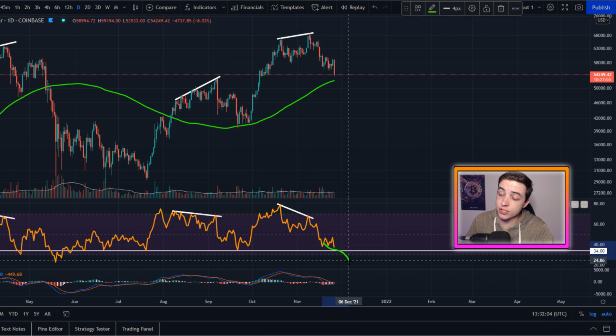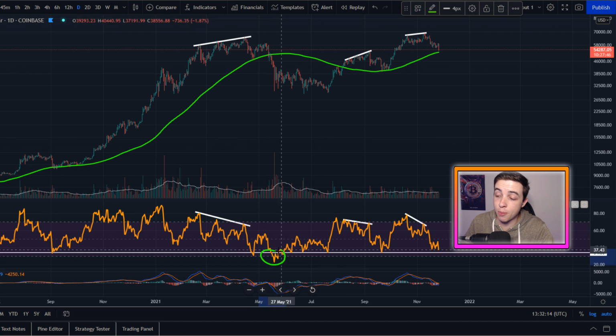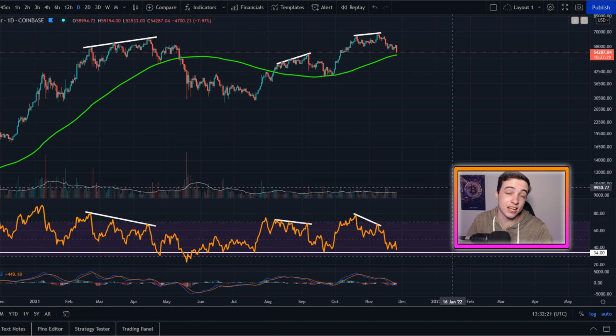So the further this goes to the downside, the more bullish I get, because once again, the further this goes into oversold territories, the better the buying opportunity according to this indicator's history. Of course, that's not financial advice, that's just telling you what this indicator means and what it's done for Bitcoin historically speaking.